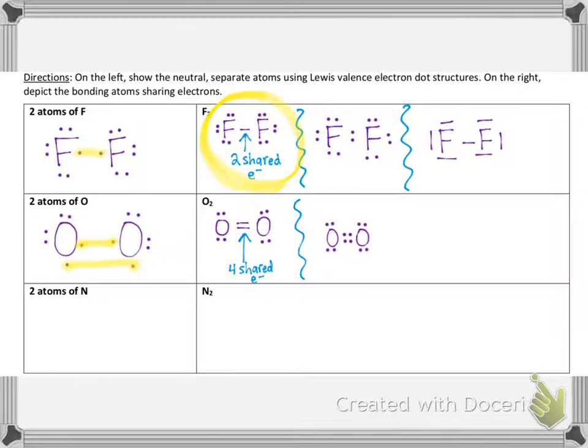Okay, last but not least, delicious nitrogen. Nitrogen, of course, 5 valence electrons means 3 unpaired electrons. So when nitrogen to nitrogen hooks up, you are getting a triple bond with 6 shared electrons. This bond is super stable. This is just like ridiculous.